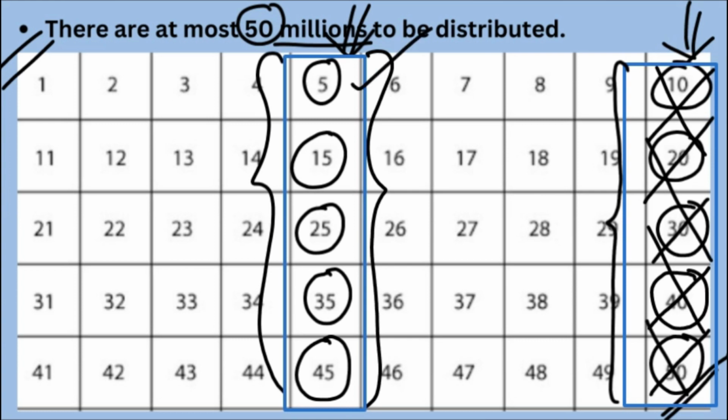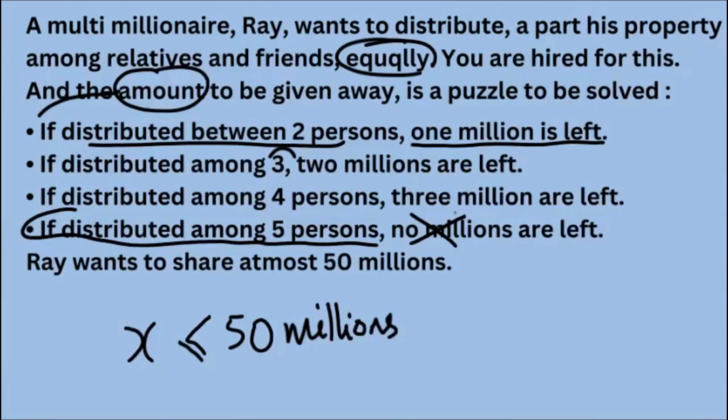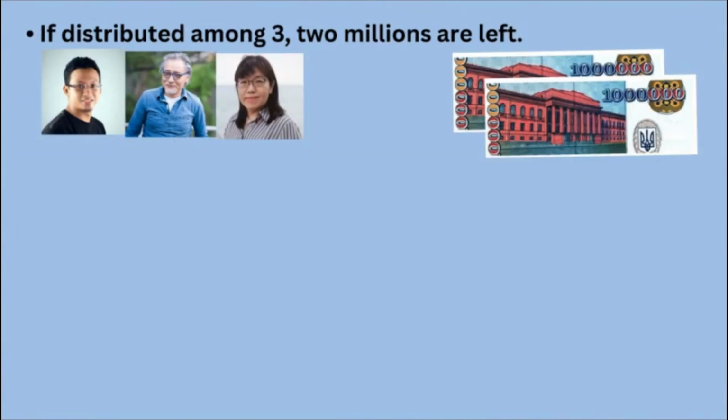So now we have narrowed down our options. We are left with 5, 15, 25, 35, 45. All these 5 numbers qualify to be the value of x. Let's go ahead with the next condition. If distributed among 3, 2 millions are left. Here in the picture you can see 3 persons and 2 millions left.